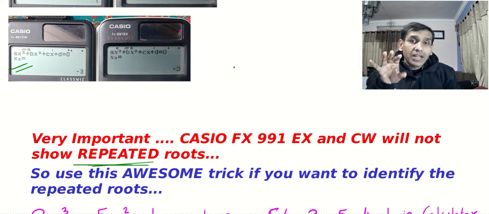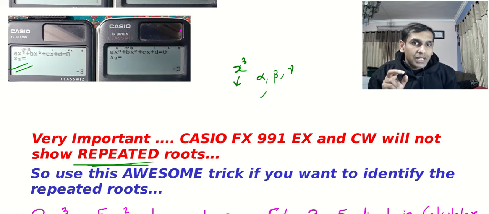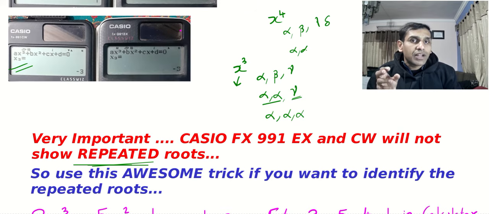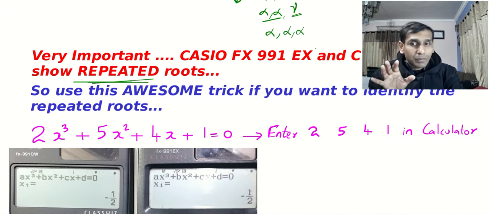In mathematics, we learned that if you have a cubic equation, there will be 3 roots. Maybe alpha, beta, gamma, distinct roots. Maybe alpha, alpha, gamma. One of them repeated and one of them is distinct. Or maybe alpha, alpha, alpha. If you have a 4th degree equation, then there will be 4 roots, alpha, beta, gamma, delta. Or maybe it can be alpha, alpha, alpha, and 1 will be non-repeating. So your calculator cannot show repeated roots.